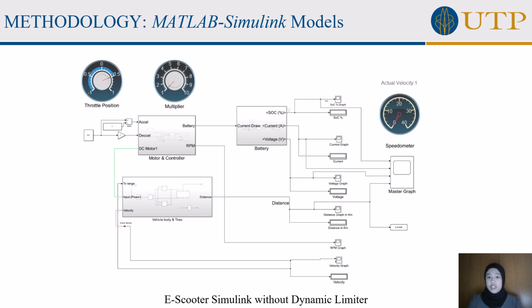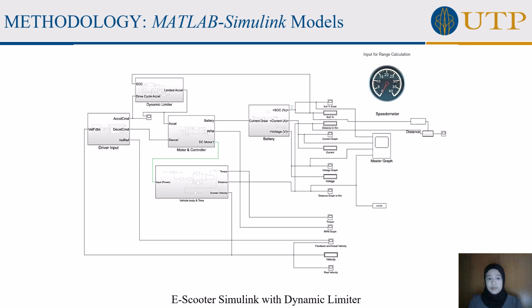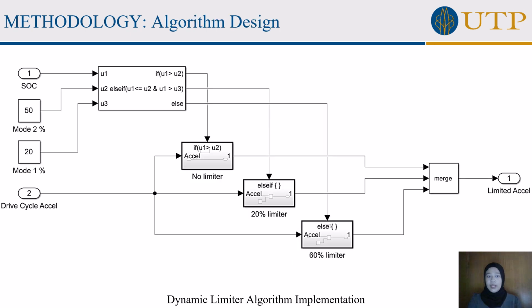We've developed two simulation models: first, this one without dynamic limiting for benchmarking, and this one with the dynamic limiter algorithm for comparison. But the main focus of the simulation is this figure, which details the throttle limiter algorithm. Here, SoC values trigger mode switches. For example, when below 20% SoC, the system enforces a 20% throttle cap. This ensures energy efficiency without compromising usability.